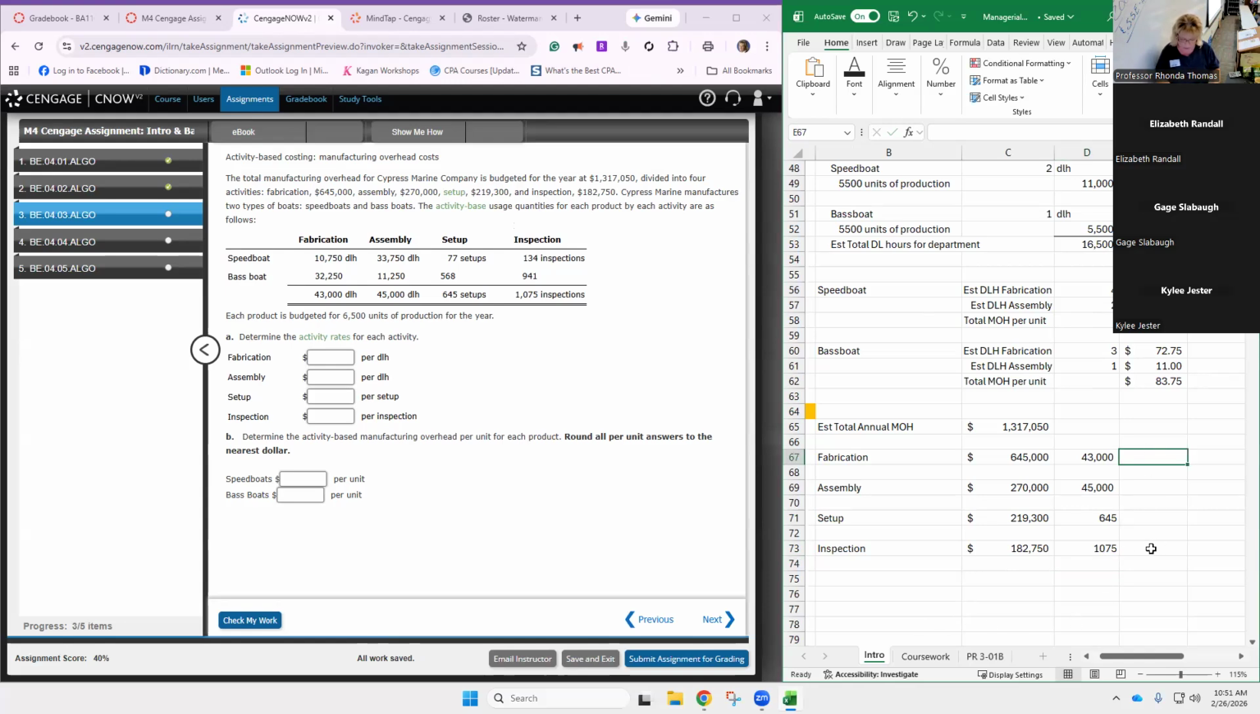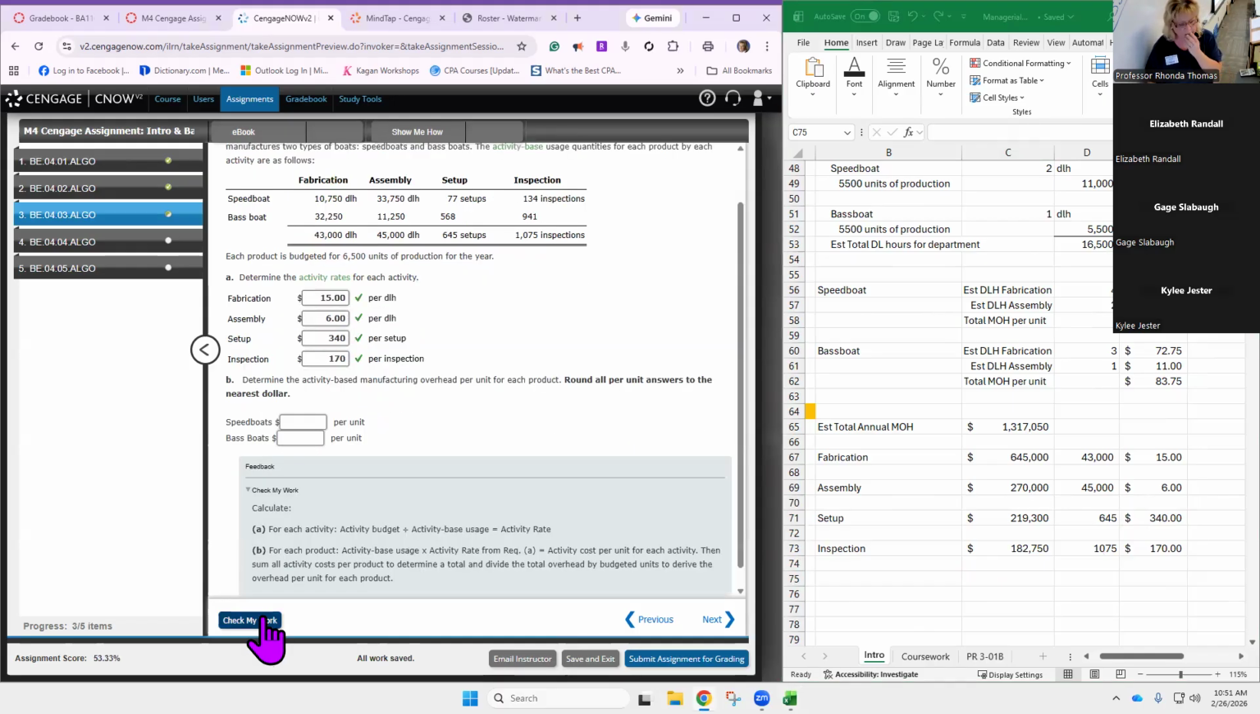All right. So now I'm going to come up with the rate. Fabrication rate divided by the total direct labor hours, we're looking at 15. Now we should be able to drag this down and get the rates and move along a little more quickly. So there it is. Let's put these amounts in. I've got $15. We'll see you, Carmen. Bye-bye. $6. The cost per setup is 340 and 170 per setup. Let's see if we're right. Okay, it looks like we are.